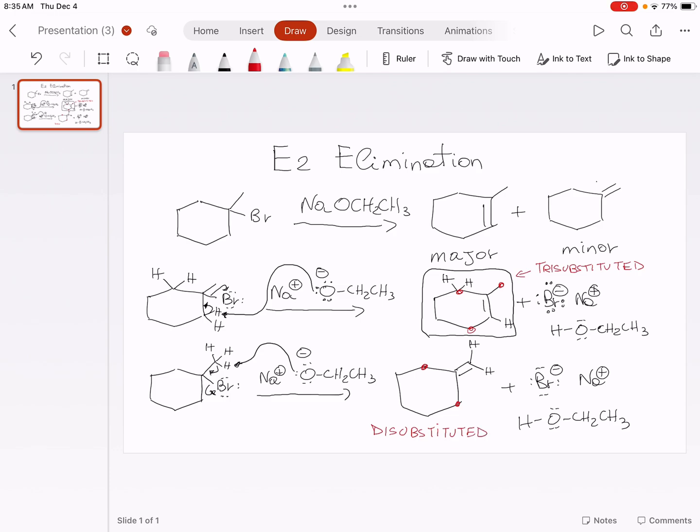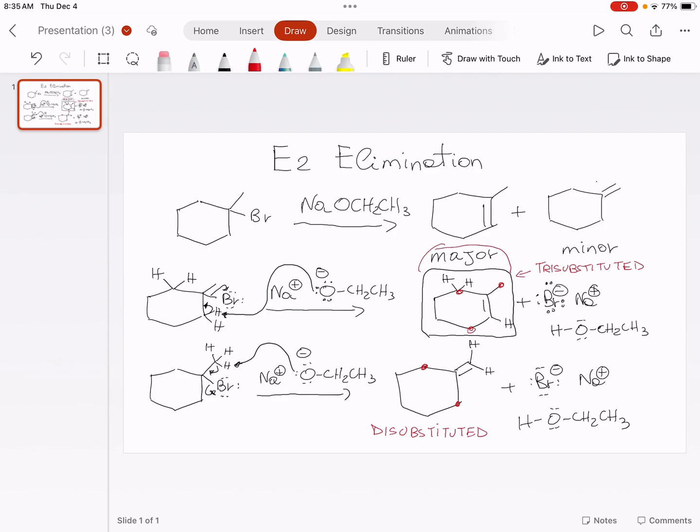The degree of substitution is linked to the stability of the alkene. So the more carbons are attached to the C=C double bond, the more stable the double bond is. That's why this is the major product.